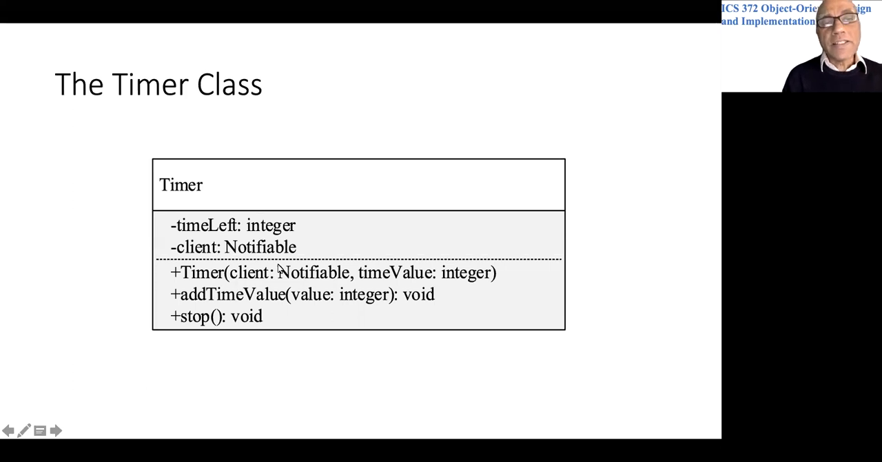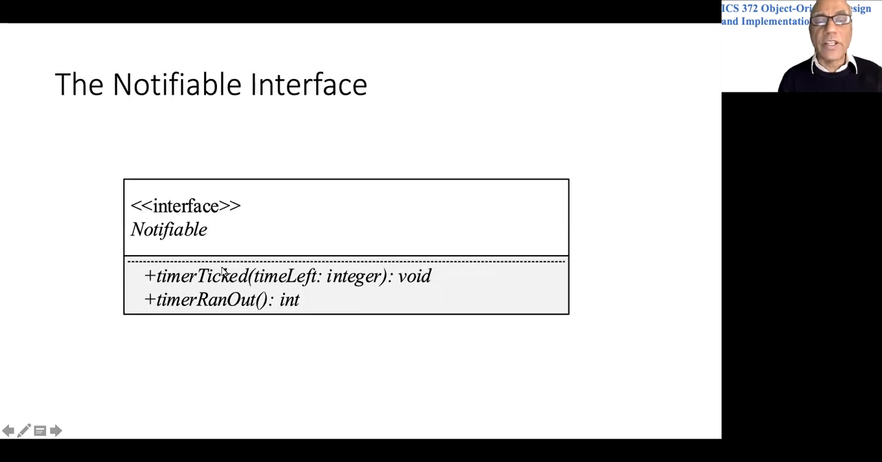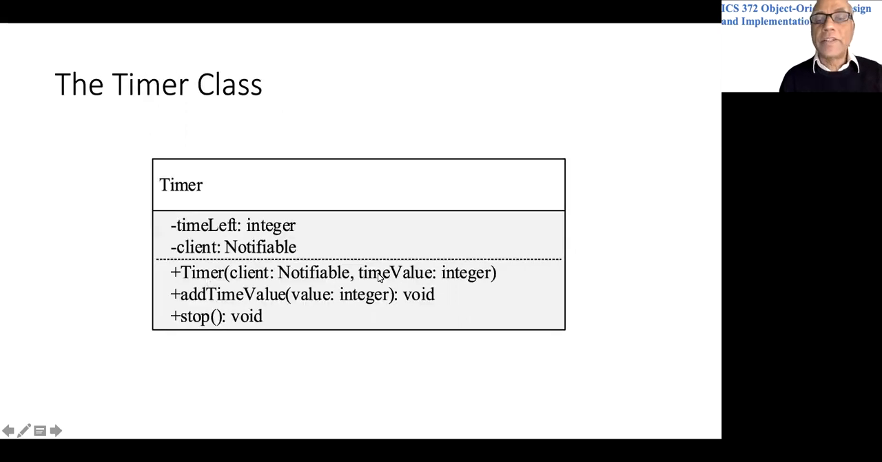The timer class itself should have this kind of a constructor where the object that creates the timer passes itself. So this is the client, which is the notifiable, as we have seen here. It is told when the timer runs out, when the timer ticks. And this is the initial value of the timer.